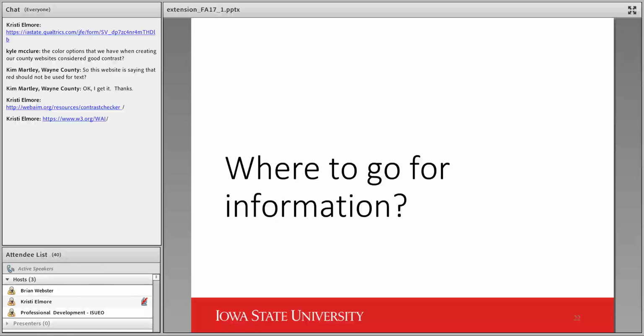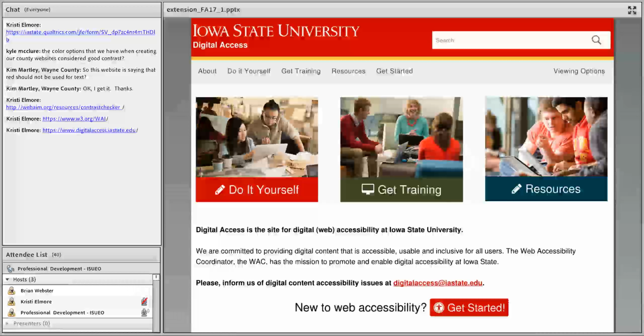So the last slides are where to go for information. As part of my job at Iowa State, I have put together a website. It's called Digital Access, and the URL is digitalaccess.iastate.edu. There's so much information on the web. What I've done is gone through it, curated it, and presented it in a way that serves the needs of different people at Iowa State.